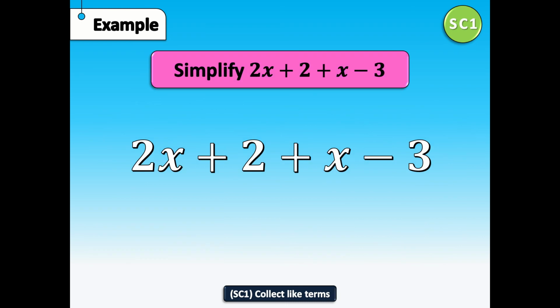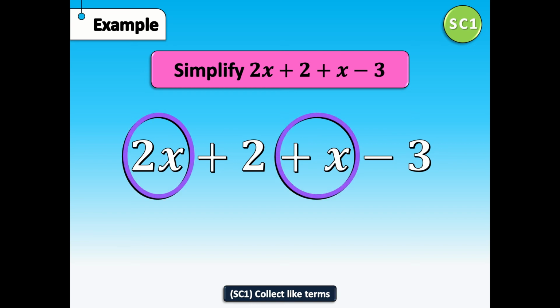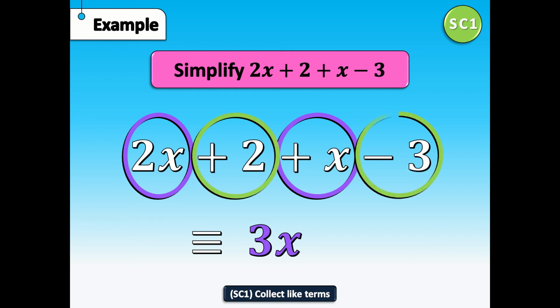In this example, again, we're going to collect the like terms. So we've got 2x and we're adding another x. So that's 3x. Then we've got a positive 2, take away 3. Now 2 take away 3 is minus 1. So the answer is 3x minus 1.